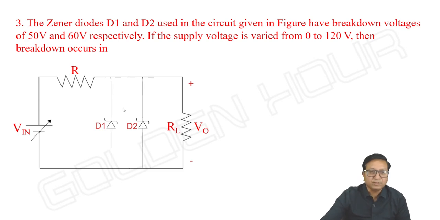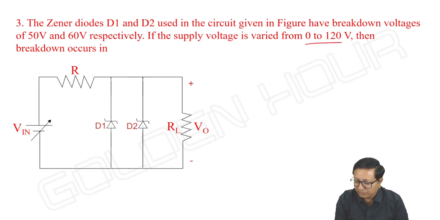Next. The Zener diodes D1 and D2 used in the circuit given in figure have breakdown voltages of 50 volts and 60 volts respectively. If the supply voltage is varied from 0 to 120 volts, then the breakdown occurs in, or what are the various stages where the breakdown is possible? It's something like this.